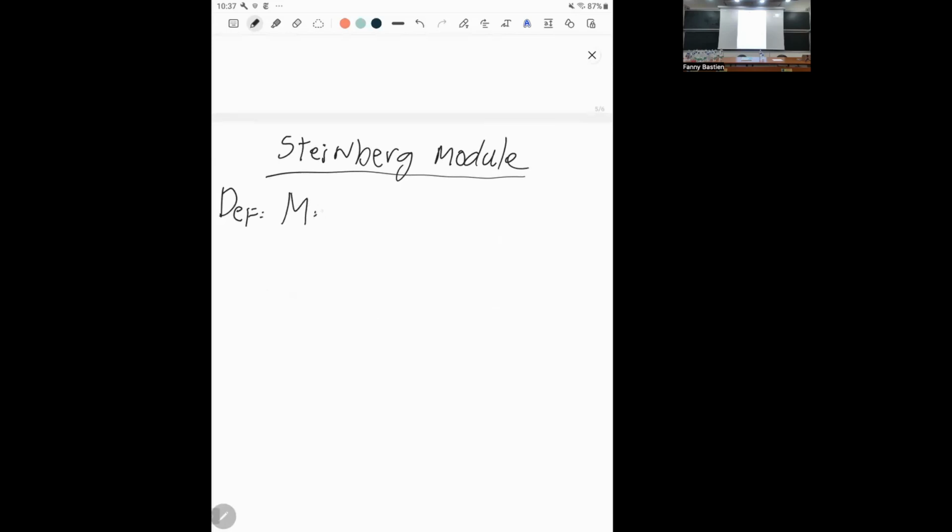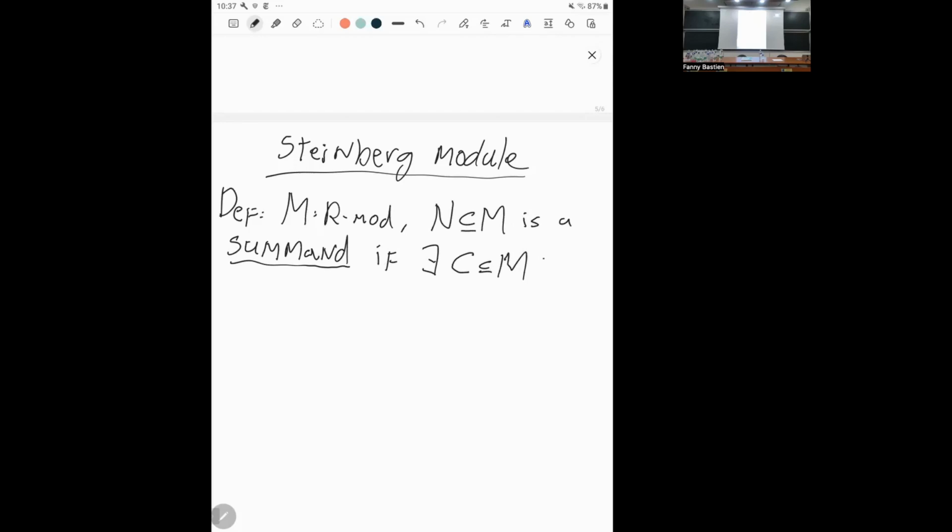So M here is an R-module, and I'll say that a submodule N of M is a summand if there exists another submodule C of M such that M is equal to the direct sum of N and C.